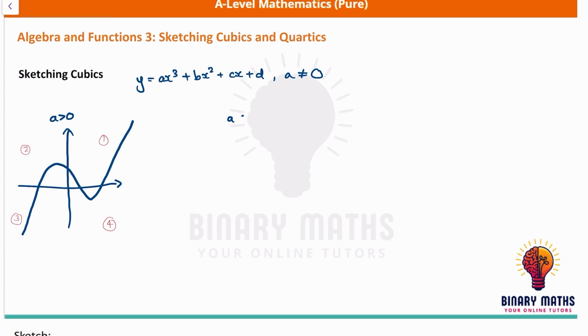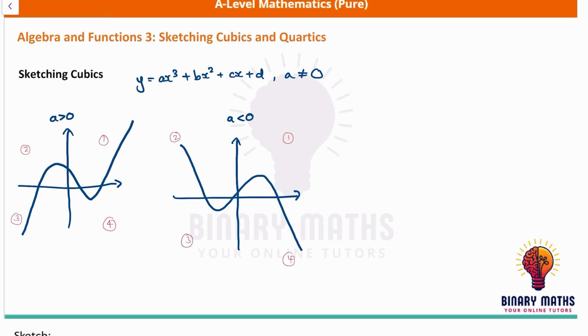Now, obviously a could be less than 0, and in that situation, your cubic graph will start off in quadrant 2 and end up at quadrant 4. So this is 1, 2, 3, and 4. So in a greater than 0, it goes from 3 to 1. But in a less than 0, you go from 2 to 4, sorry, 2 to 4.